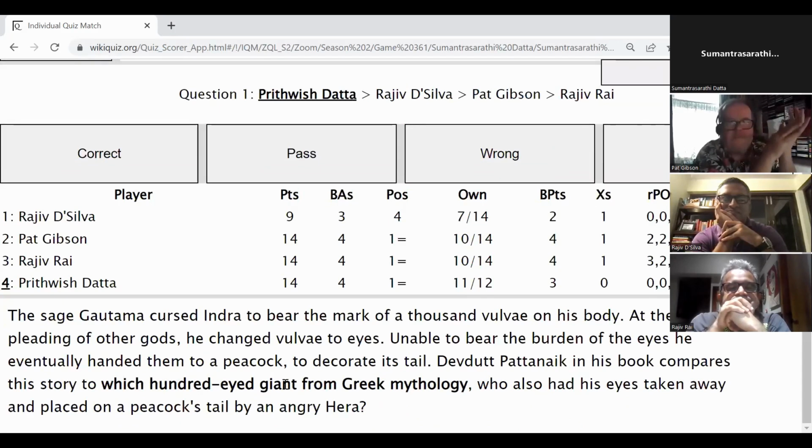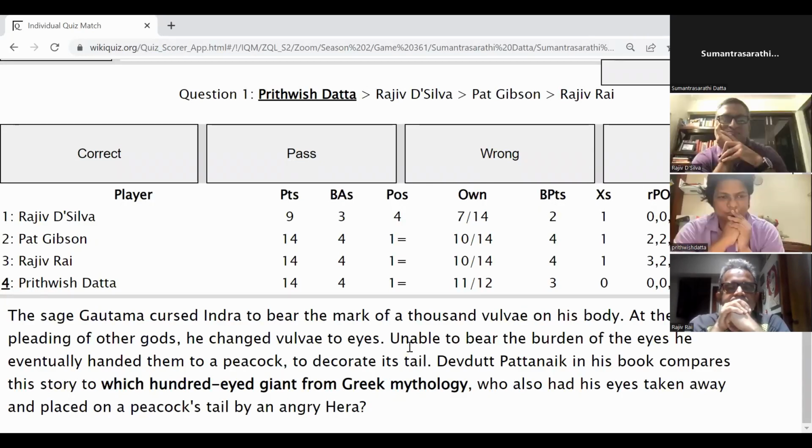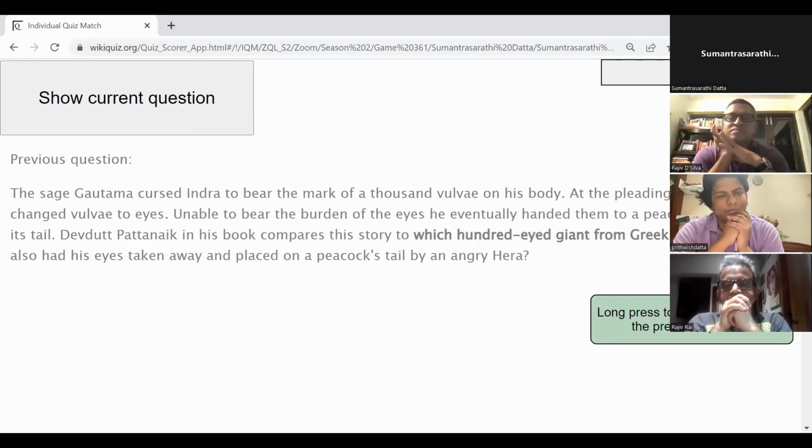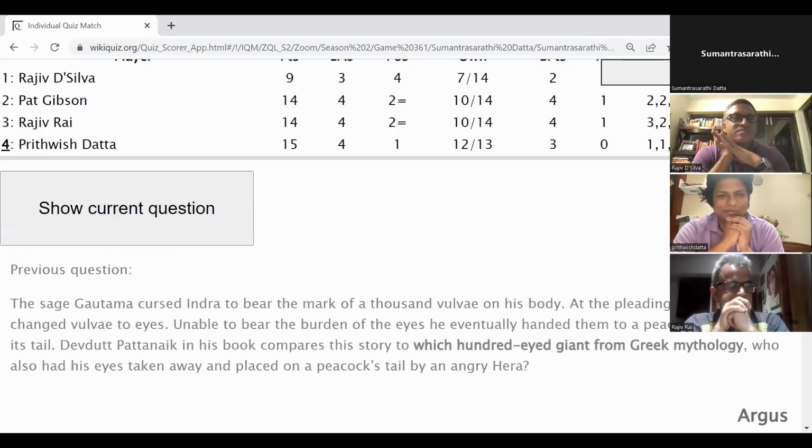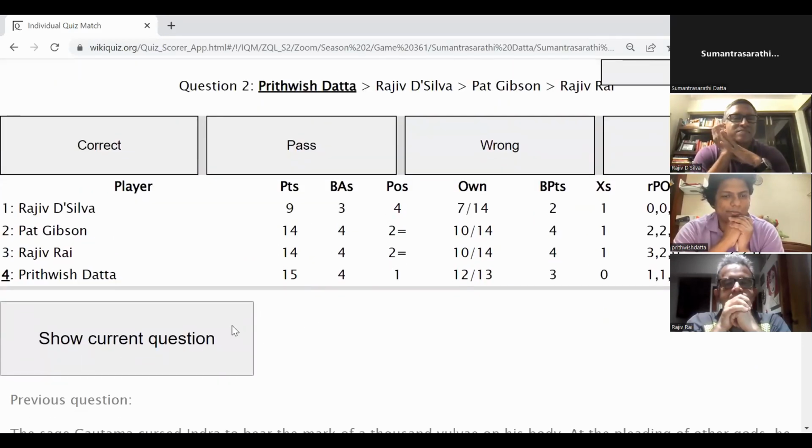Okay. The sage Gautama caused Indra to bear the mark of 1,000 vulvas on his body. At the pleading of other gods, he changed them to eyes. Unable to bear the burden of the eyes, he eventually handed them to a peacock to decorate its tail. David in his book compares the story to which 100-eyed giant from Greek mythology who also had his eyes taken away and placed on a peacock's tail by an angry Hera? Argus. Of course, Kolkata quizzes will have more connections to it as well. It's indeed Argus. And Prithwish, your second direct.